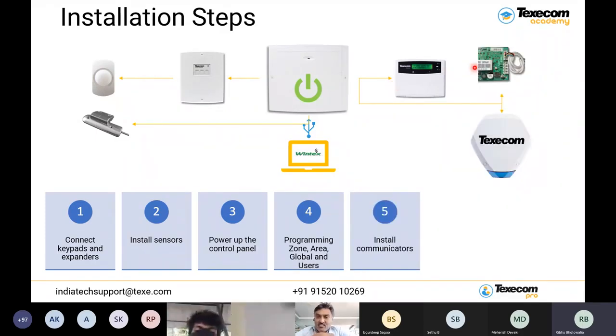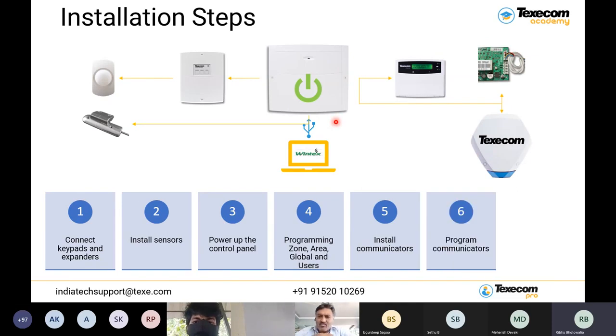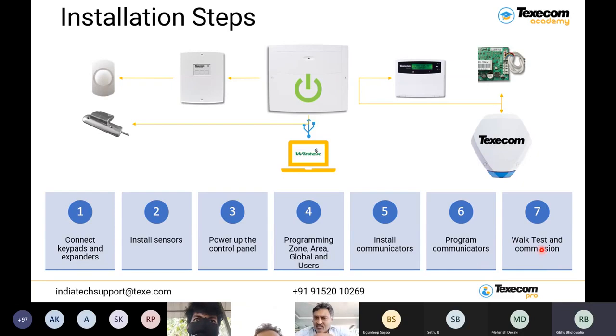Then install your communication modules. Although I would say that the communication modules should also be installed before powering up the control panel. So the good practice is to install your communication modules, meaning your sounder as well as your IP module, before powering up the control panel. First do the connection, then power up, and after that program the communication, and then do the walk test and communication. Walk test means once all the programming is complete, now start testing.